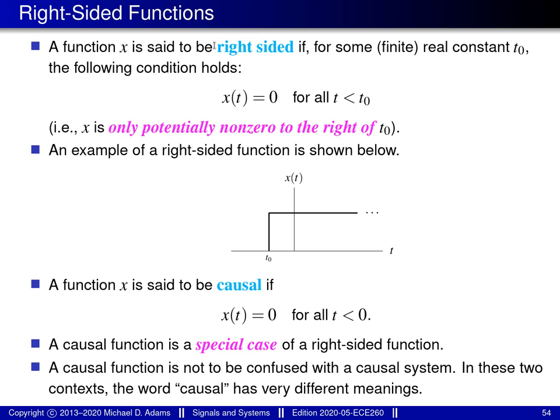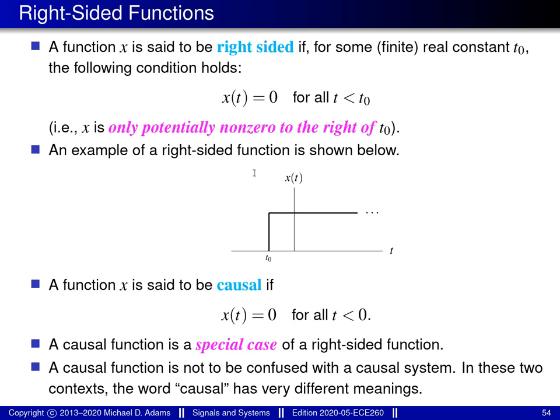So the word right in the term right-sided is actually referring to the places where the function is potentially non-zero. So it's a little bit confusing in the sense that the definition actually is saying something about where the function is 0, but the word right in the definition is referring to the place where it's potentially non-zero.